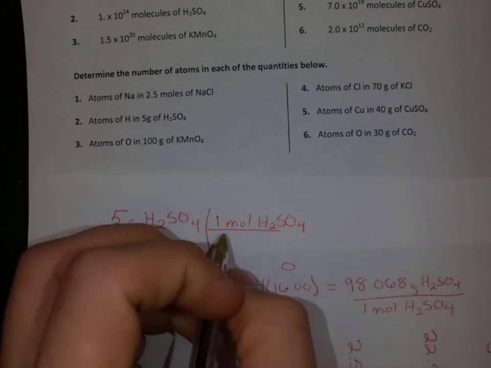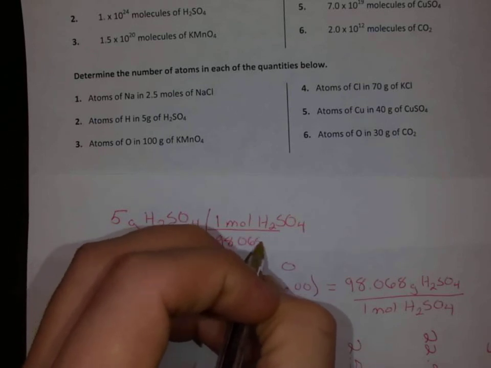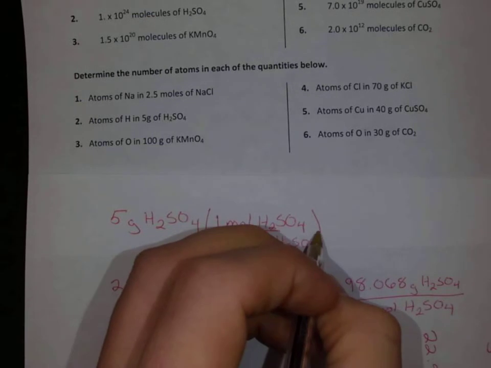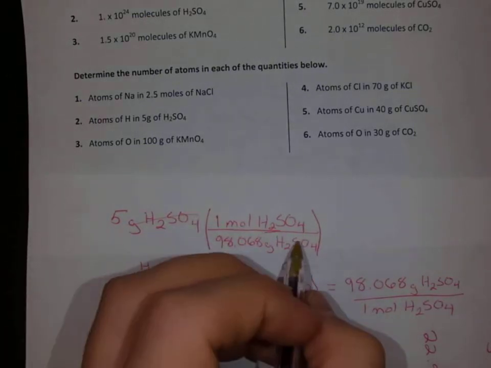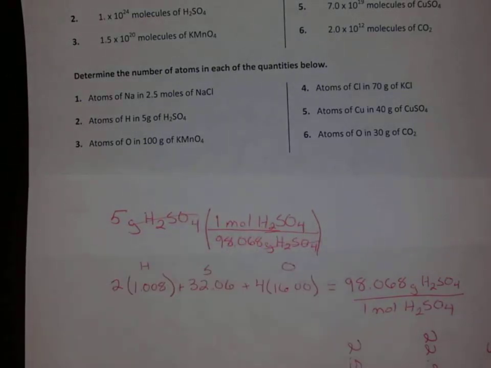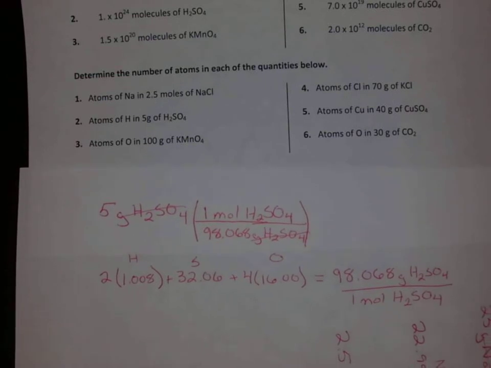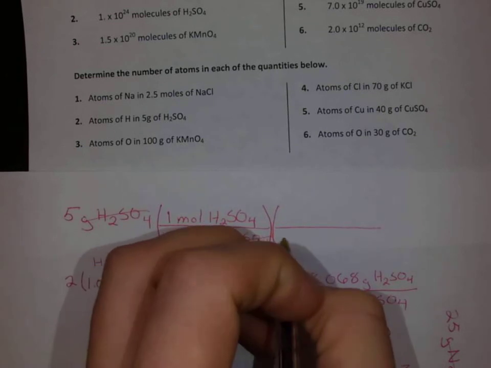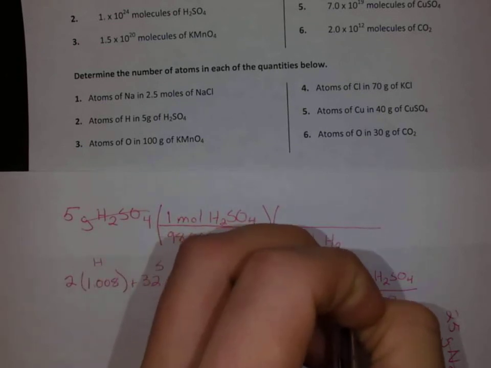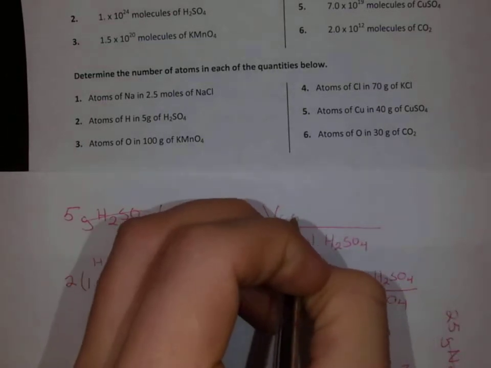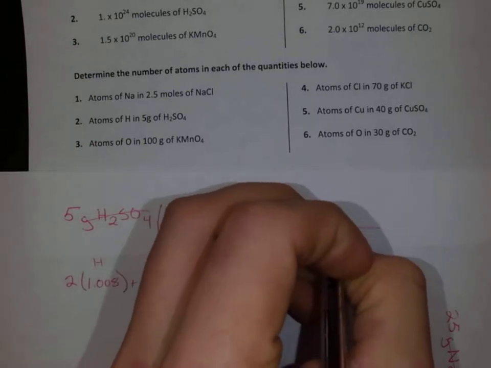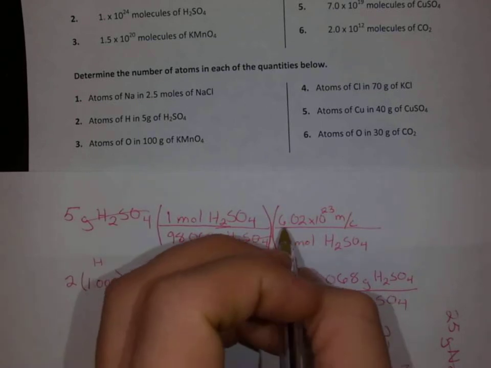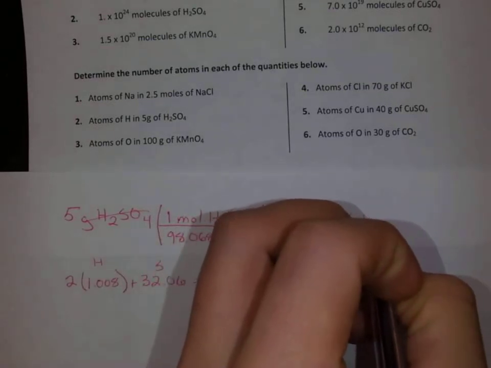So I'm going to put that 98.068 grams of H2SO4 on here. Now if I look, I've canceled my grams of H2SO4. Now I have moles of H2SO4. So then I'm going to put my next conversion factor on here. I'm going to go from 1 mole of H2SO4 is 6.02 times 10 to the 23rd, I'm going to write MC to represent molecules here, so 6.02 times 10 to the 23rd molecules of H2SO4.